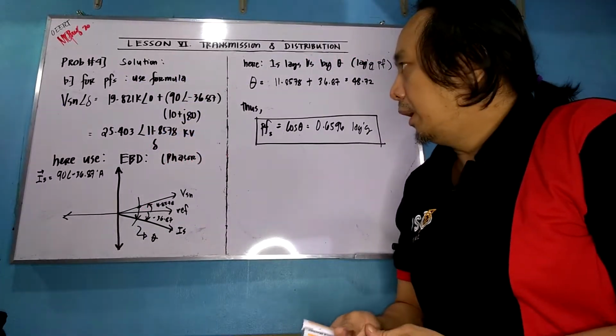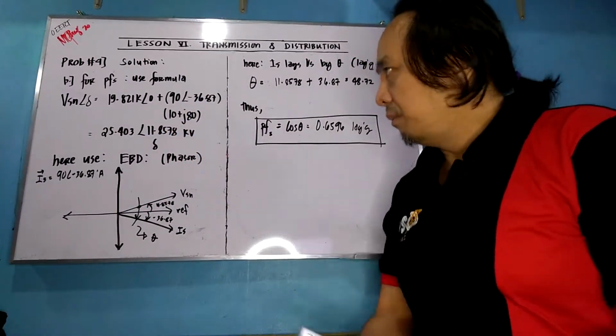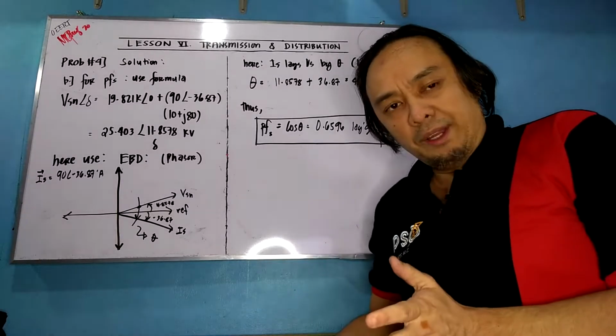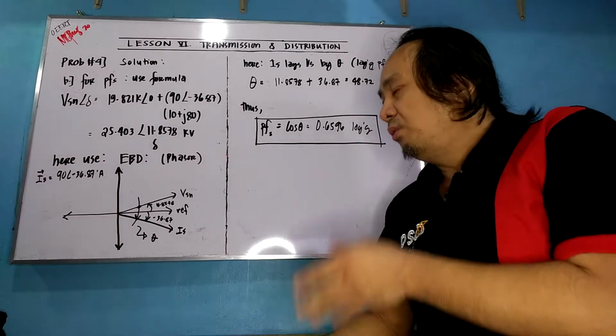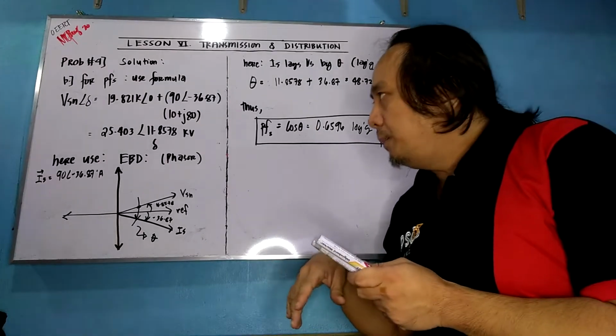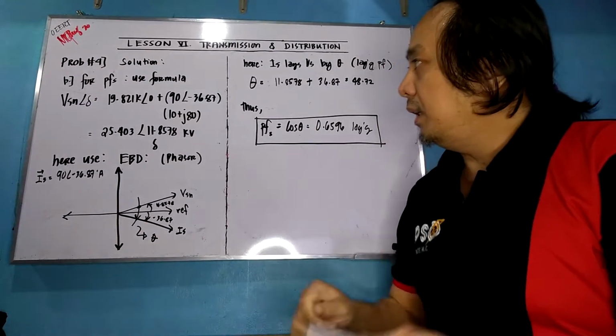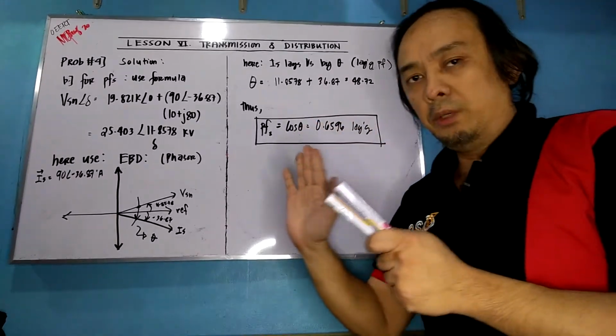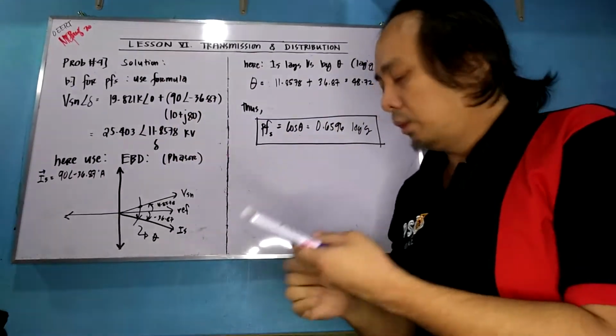Okay, so we are on letter B on problem number 4. On problem number 1, we solved for VRN. Now, letter B needs the power factor at the sending end. So, we will use the formula here. We already go to the solution part.